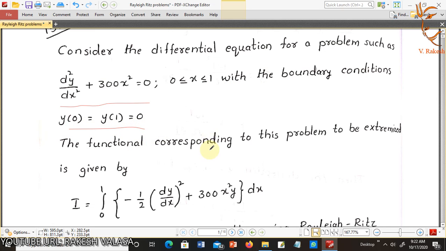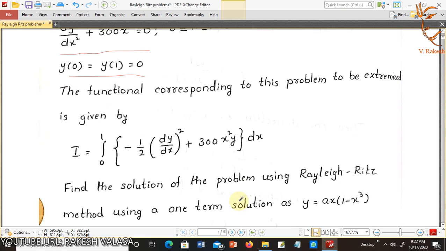The functional corresponding to this problem to be extremized is given by I equal to integration 0 to 1 of minus 1 by 2 (dy by dx) whole square plus 300 x square y dx. Find the solution of the problem using Rayleigh method using a one-term solution as y equal to ax into 1 minus x cube.